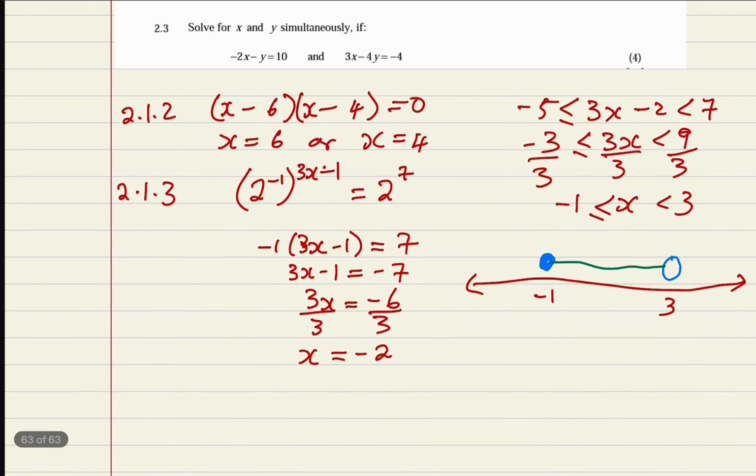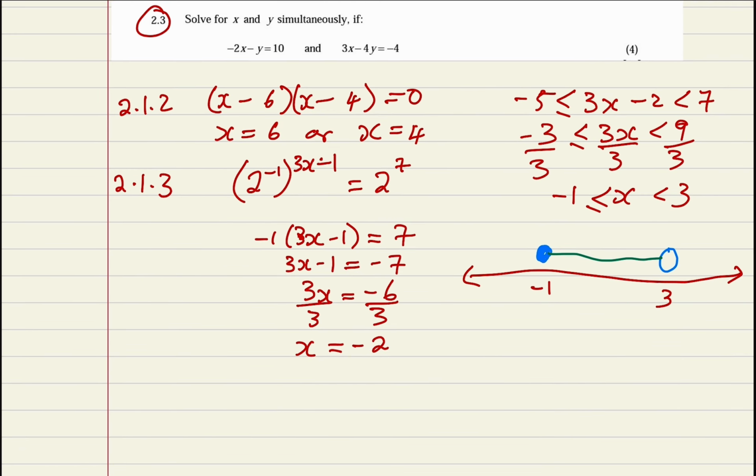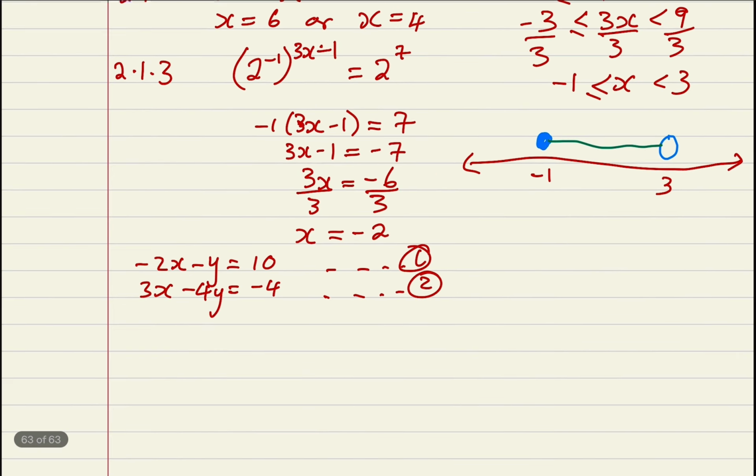Then lastly, we go for simultaneous equations, solve for x. So we'll have negative 2x minus y equals 10 as equation number 1. Equation number 2 is 3x minus 4y equals negative 4. Then we find equation number 3. Equation number 3 will be y is equal to negative 2x minus 10.